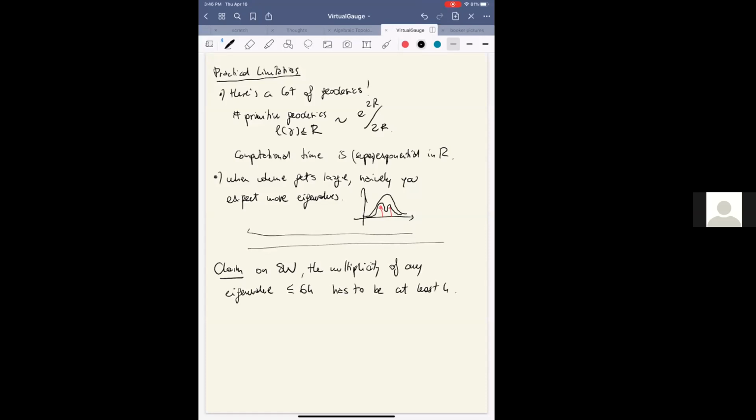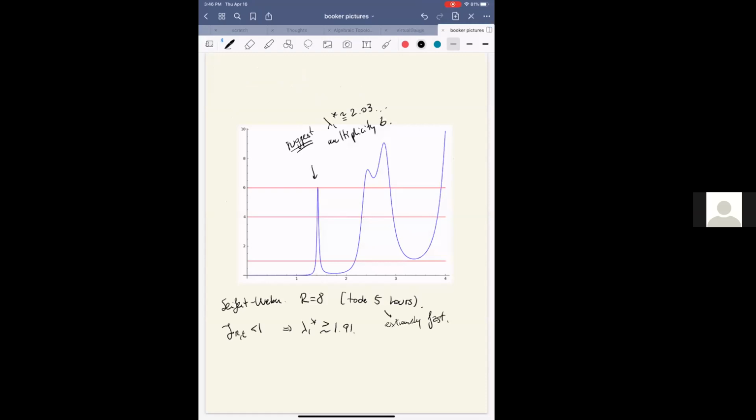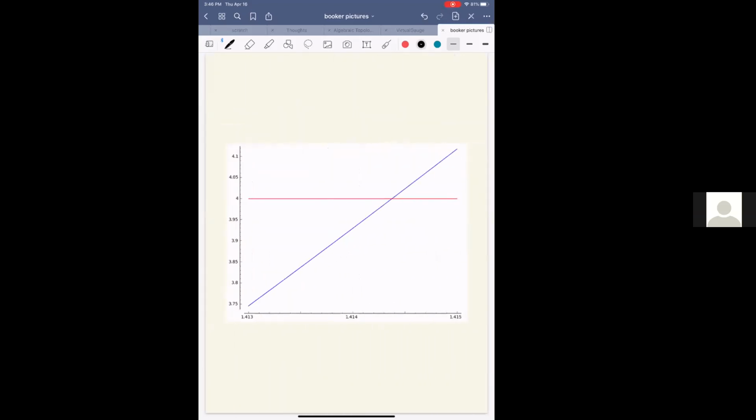So now we are not interested anymore in where this function crosses 1, but where this function crosses 4. From this picture it's pretty hard to see, but if you zoom in, you get this picture. This is again JRT for R equals 8. Square root of 2 is 1.4 something, so it's here. And in this thing, it's slightly more.